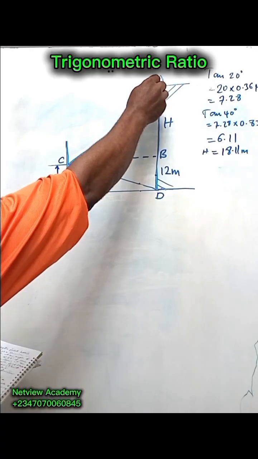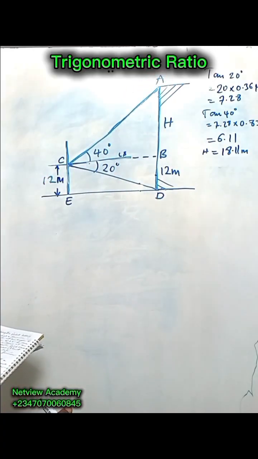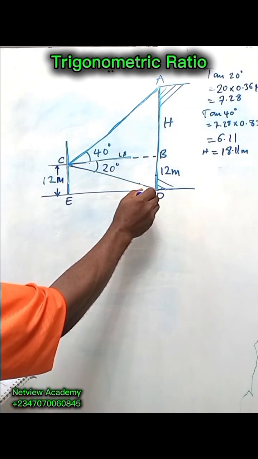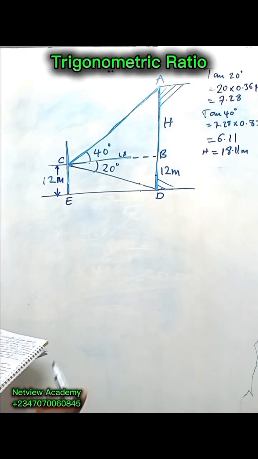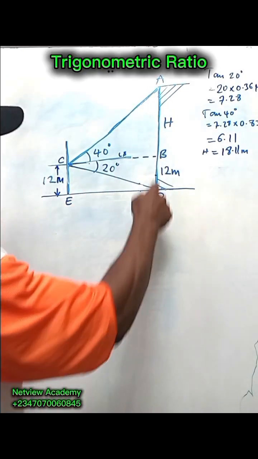This is the top of the nearby building. This is the angle of elevation, 40 degrees. And the angle of depression of its base is 20 degrees. This is the angle of depression, the base of the building, 20 degrees. The question says we should calculate the height of the nearby building. That's the length of AD.